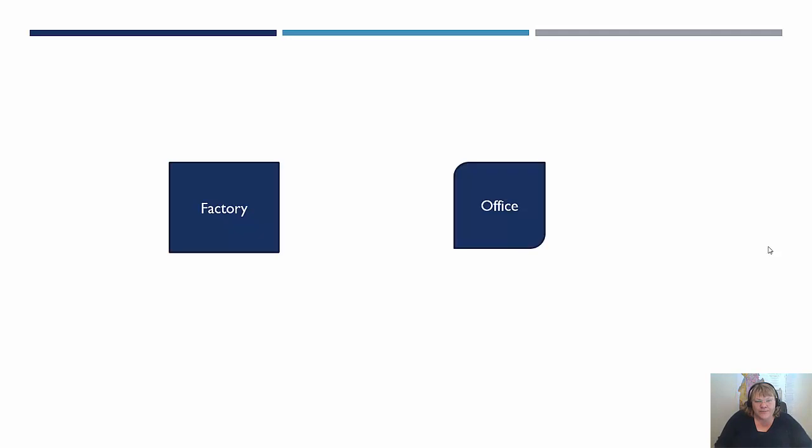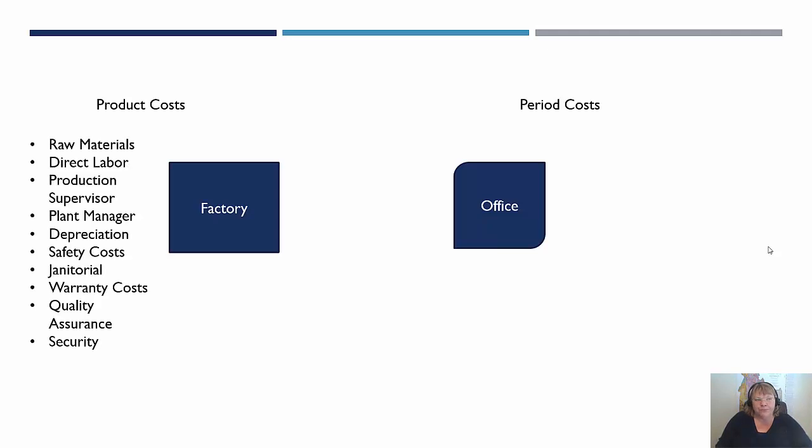So we've got our factory, and we have our office. And the factory is all the manufacturing or the product costs. The office is your period costs, okay? And now let's think about the list. And I didn't want to bore you going one by one, so I'm just going to throw the list up and then we'll go through those.